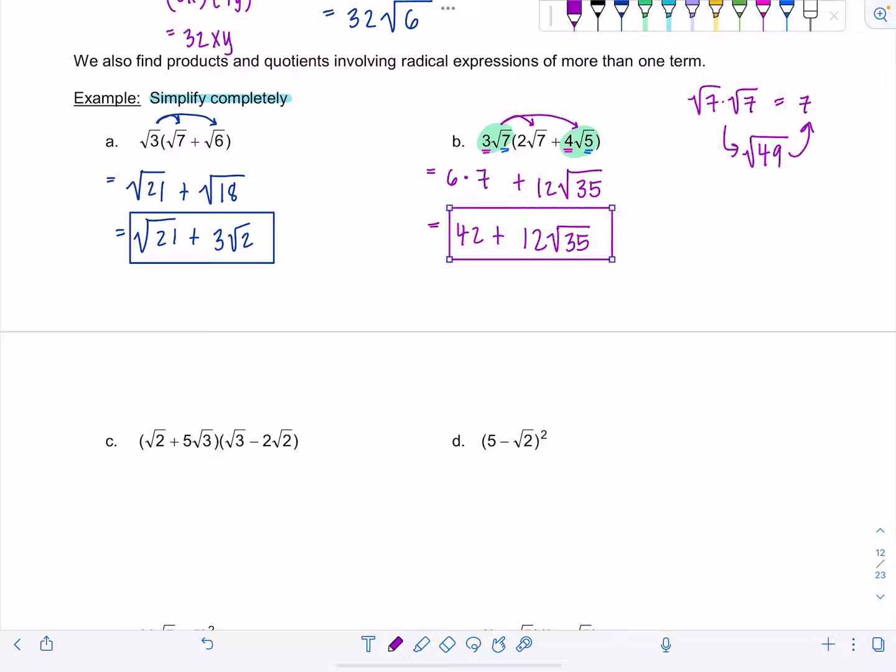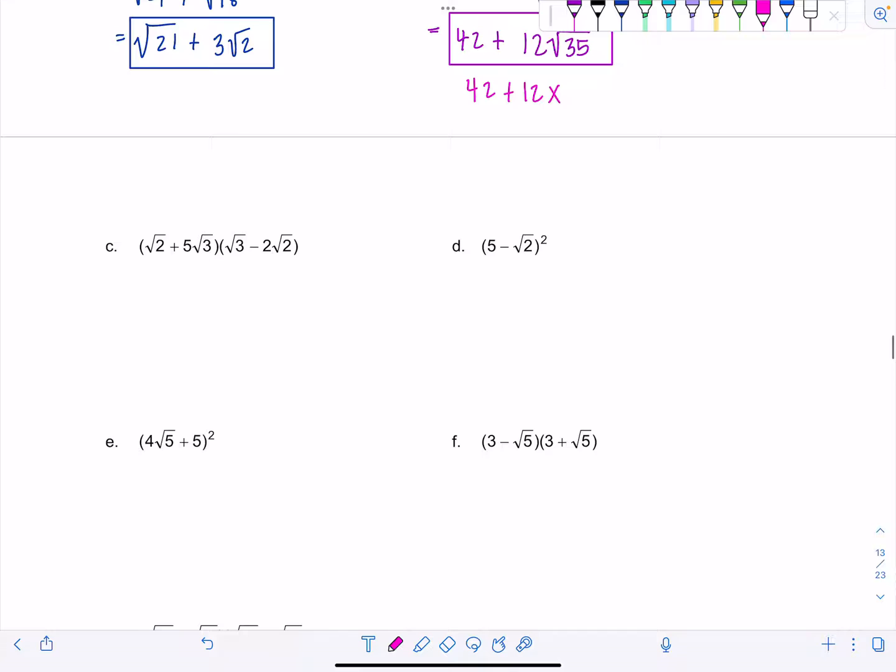Don't do something bizarro like, I don't even want to say it and put the idea in your head, but I have to address it in case you were thinking. I've seen some students make this 54 rad 35. Can you believe it? I can't even look at it. That's so disgusting. I'm erasing it. So think of it like it's 42 plus 12x, right? 42 doesn't have a radical, so it can't be combined with the other expression that does have a radical. Okay. Hopefully that didn't hurt your eyes too much.